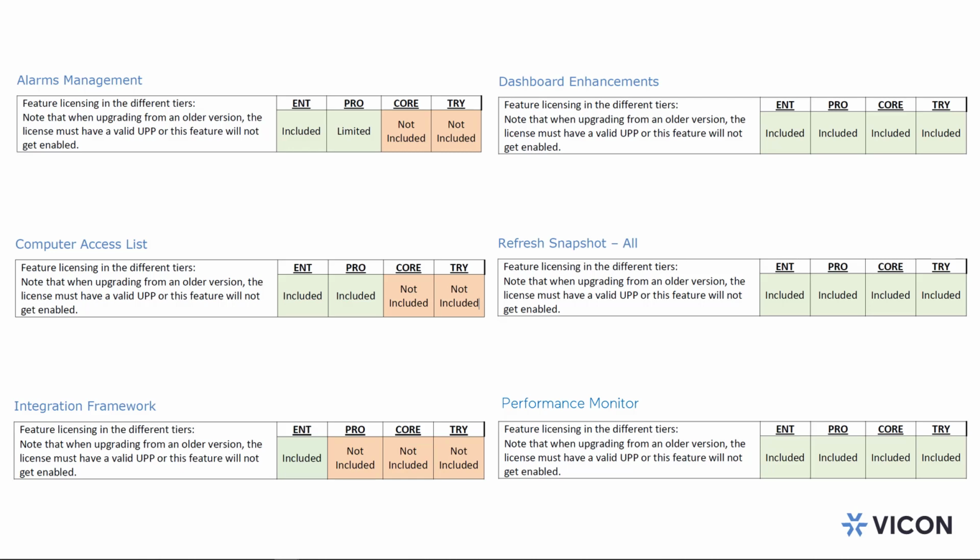Here we go. So starting on the left-hand side, alarms management, which we covered in part 1, is included with the enterprise level tier, and it has some slightly limited functionality in the pro tier. The computer access list that we covered today is included with enterprise and pro, and the integration framework that we covered today is included with enterprise. Dashboard enhancements, the reference snapshot updates, and the performance monitor are included in all tiers.